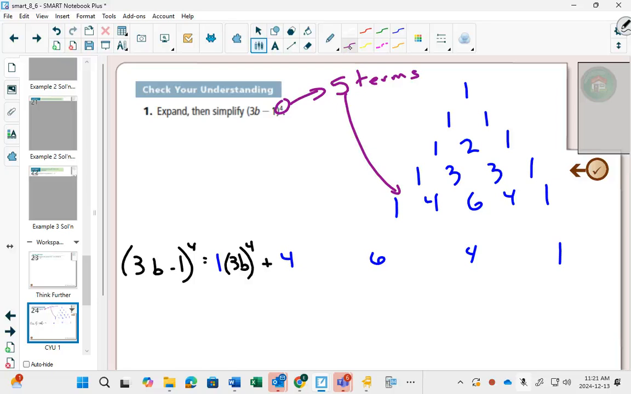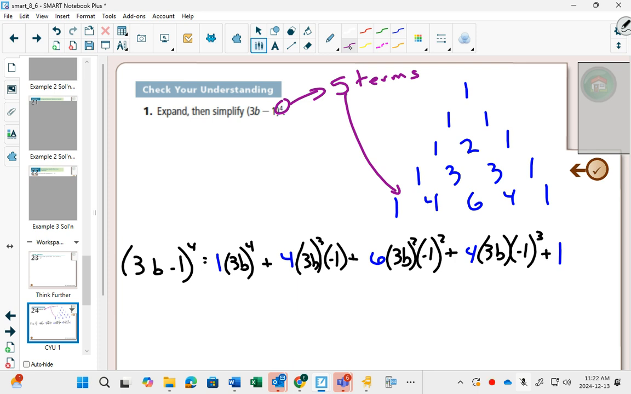Plus, the second one, well, now that'll have 3b cubed and 1 of the minus 1s. Plus, the third one will have 2 of the 3b squared and 2 of the minus 1s. Then 1 of the 3b's and 3 of the minus 1s. And finally, 4 of the minus 1s. So if there's a subtract sign, we just put that negative with that second term and multiply it out.